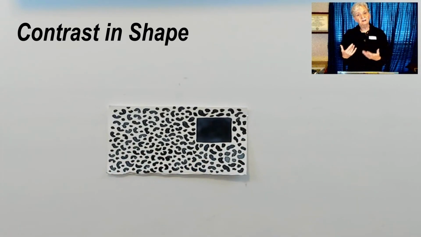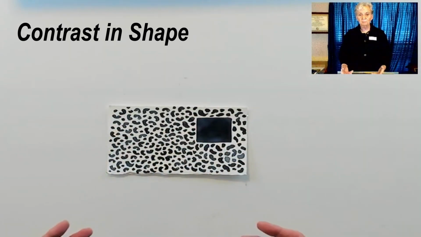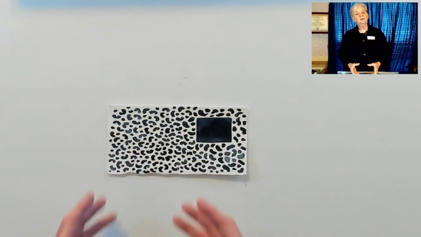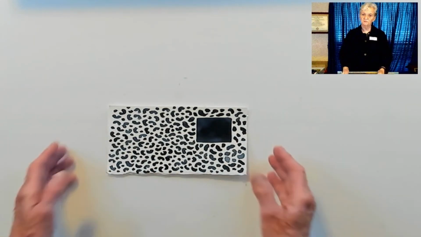A big geometric shape, small organic shapes, they separate. They're all shapes, the same element, but there's contrast because they differ from one another.